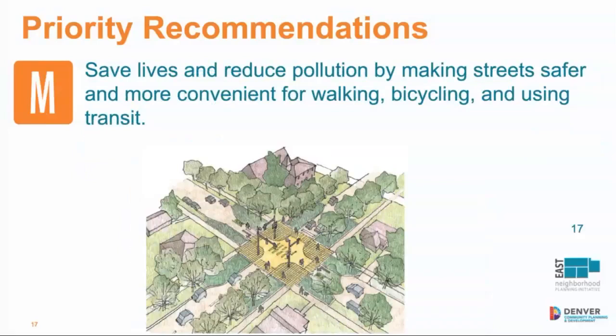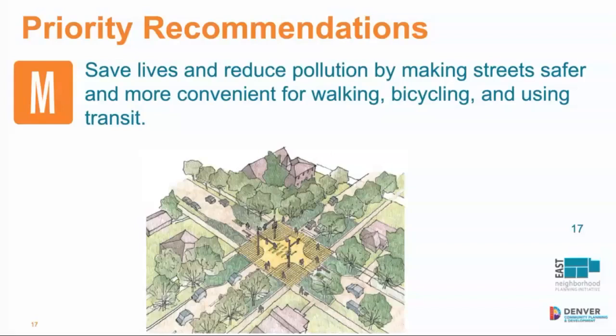And along with infrastructure, we have quite a few recommendations for transportation infrastructure and improving mobility. And the top priority is to make our streets safer and more convenient for walking, bicycling, and using transit. Many of the streets in the East area are some of the most dangerous in terms of crashes and injuries and fatalities, and we've mapped those locations.